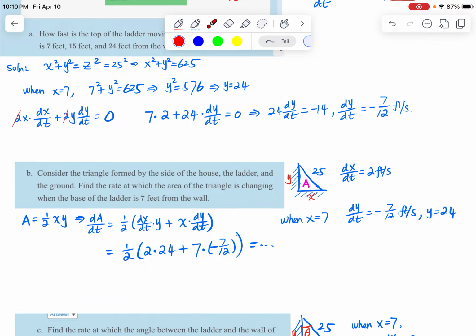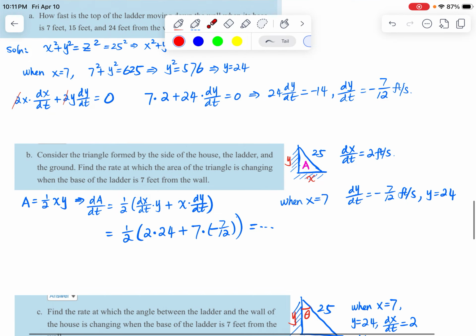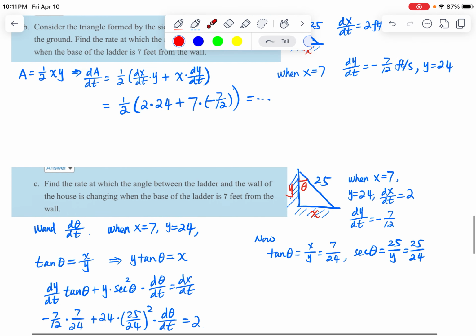If dA/dt is positive, then the area is increasing at that moment. If it is negative, then the area is shrinking at that moment. I believe this one is actually positive, so the area is increasing at that moment.